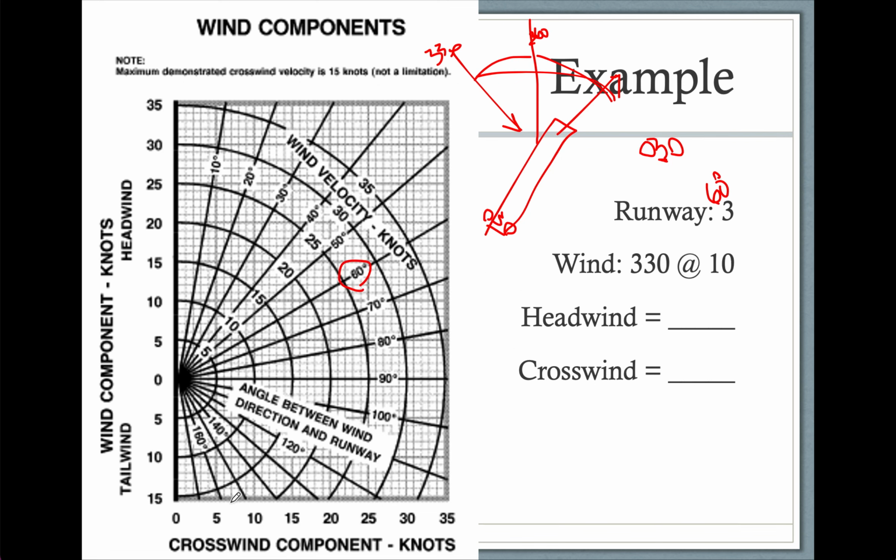In this example, it's only a 10-knot wind, so where does the 10-knot arc intersect the 60-degree line? So I'm going to feel when I'm taking off or landing on this runway with these wind conditions that I have a 5-knot headwind, but that I also have about an 8 or 9-knot crosswind.